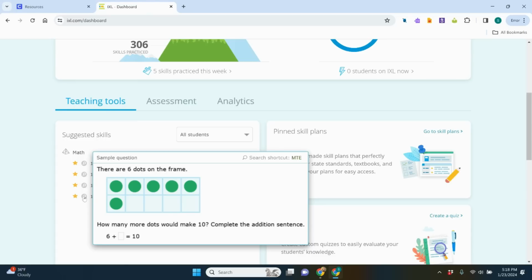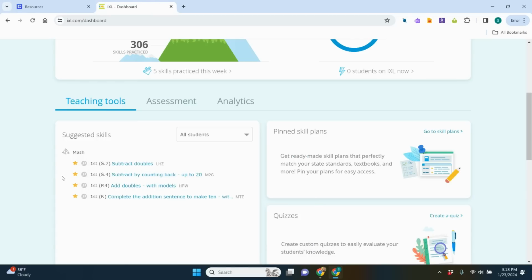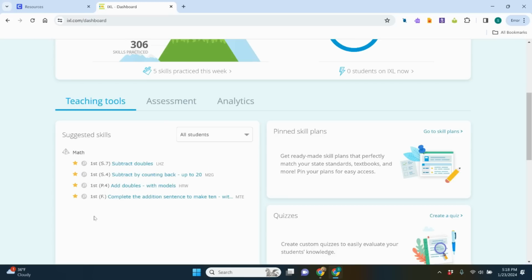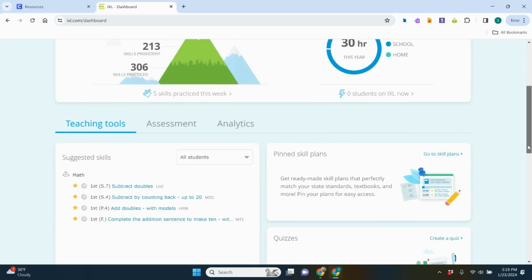So there are 6 dots on the frame. How many more would it take to make 10? So 6 plus what equals 10? And then we also have one for counting back to subtract. Now, these are just some of the strategies I have taught so far.